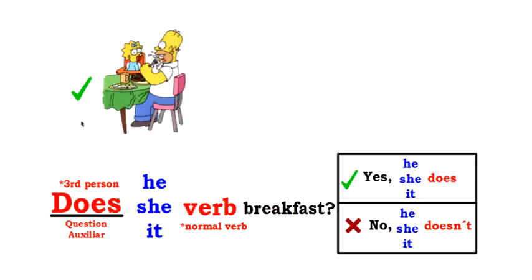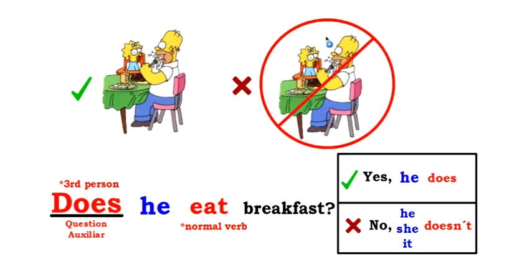Alright, another example. So, the question is, does he eat breakfast? Remember, the third person question auxiliary does because my subject is he, and then my verb eat. Does he eat breakfast? Now, the answer, yes, he does. Or, for this example, no, he doesn't. Very good.